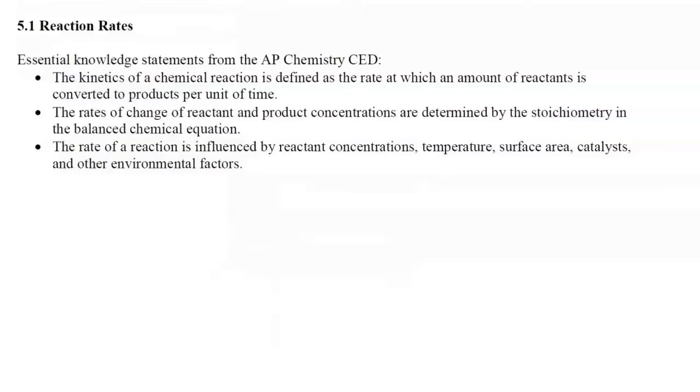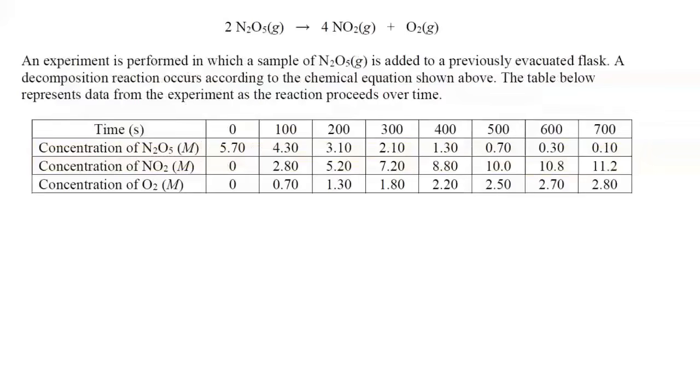Topic 5.1, Reaction Rates. Here are some essential knowledge statements from the AP Chemistry course and exam description. The kinetics of a chemical reaction is defined as the rate at which an amount of reactants is converted to products per unit of time. The rates of change of reactant and product concentrations are determined by the stoichiometry in the balanced chemical equation. The rate of a reaction is influenced by reactant concentrations, temperature, surface area, catalysts, and other environmental factors.